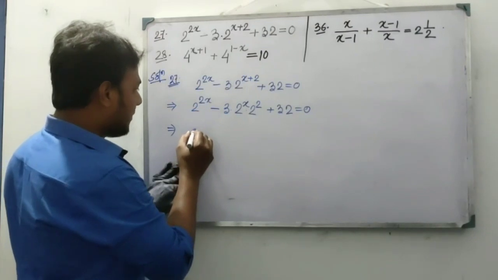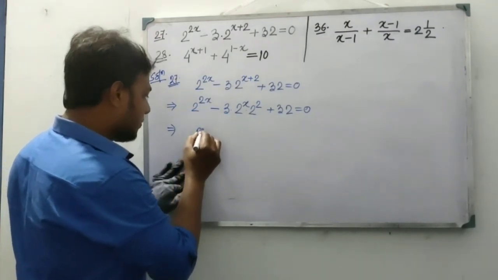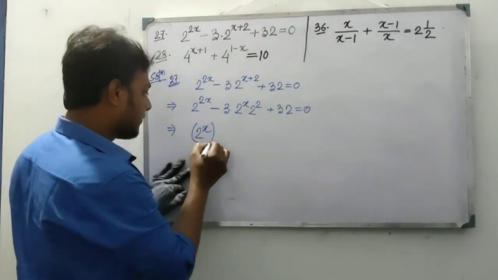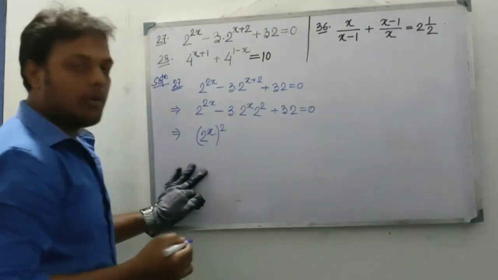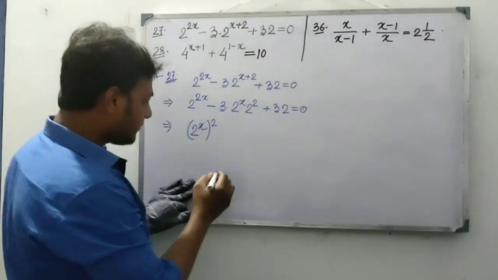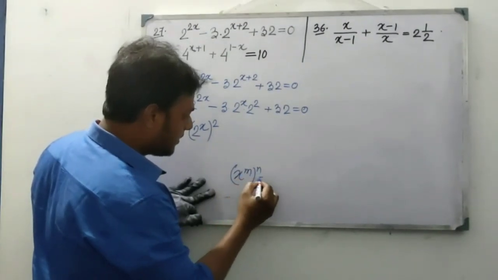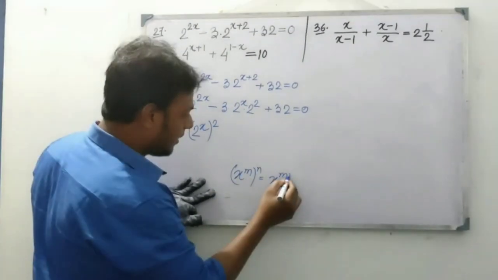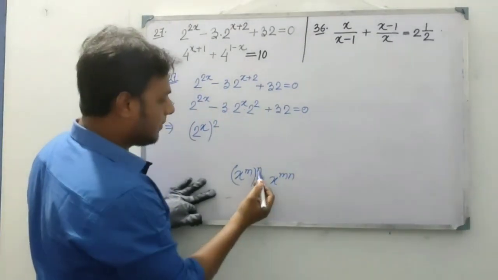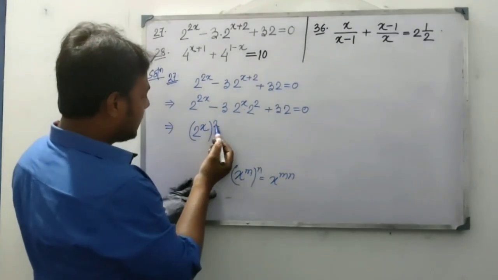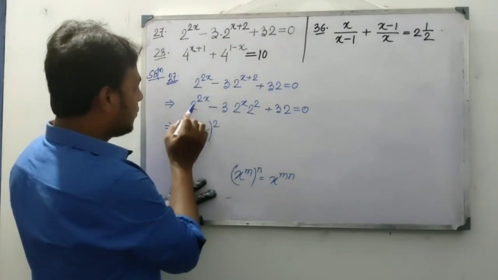2 to the power 2x can be written as 2 to the power x whole square. Which rule of exponent have I used here? You know that x to the power m, the whole power n, is x to the power mn. We can multiply these two, so if you multiply these two, then again you will get back 2 to the power 2x.